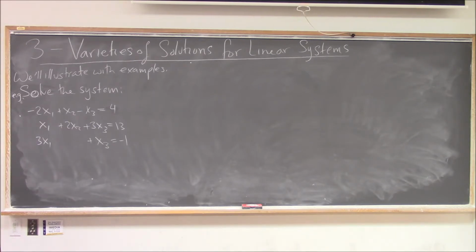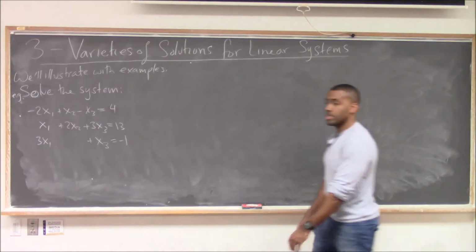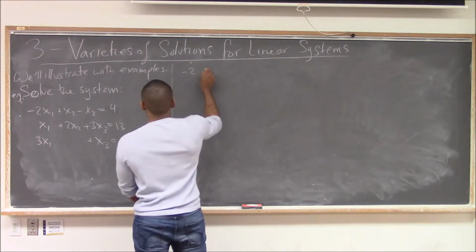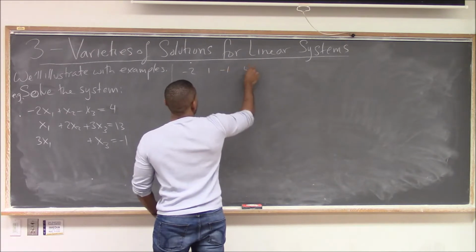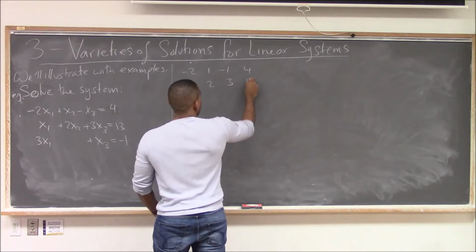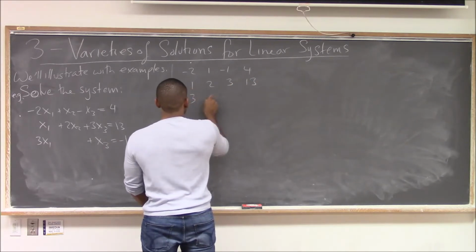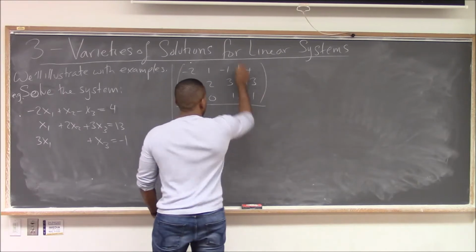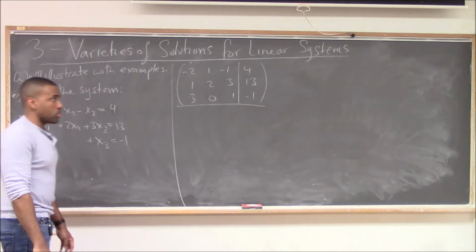So we want to use linear algebra, and so what would be the first step here? Augment the matrix. Augment the matrix. And so minus 2, 1, minus 1, 4, 1, 2, 3, 13, 3, 0, 1, minus 1. Throw it all out in a matrix, and now we're going to find the reduced row echelon form.